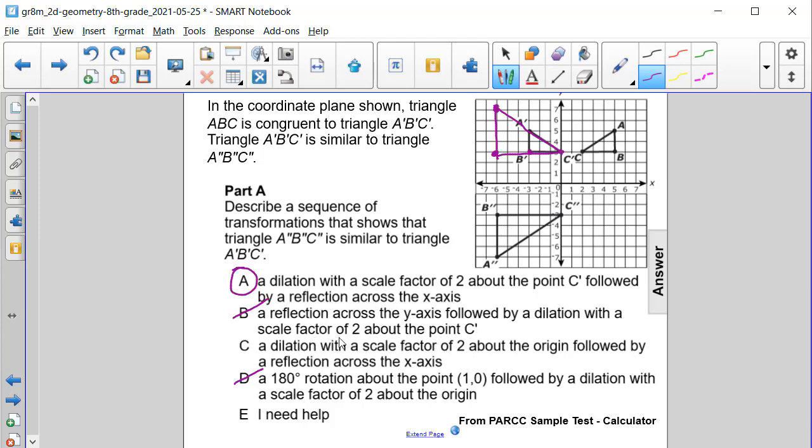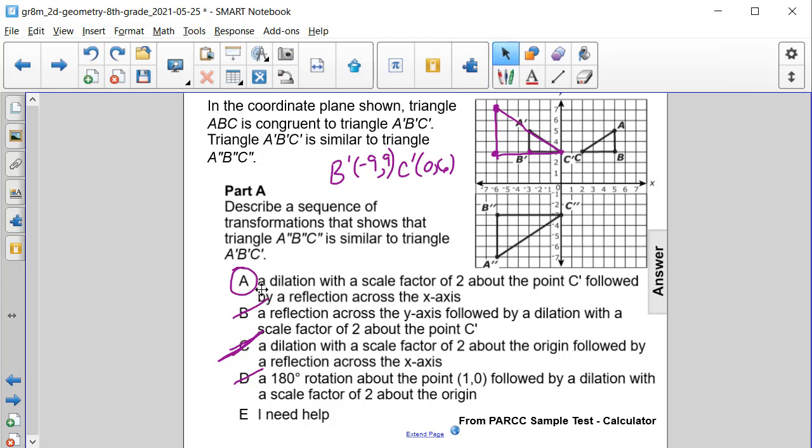The reason why it's not a dilation with a scale factor of 2 about the origin is because C prime didn't move. If it was occurring about the origin, C prime would have been 0, 6, and then B prime would have moved to, instead of negative 3, 3, it would have been negative 9, 9. And that clearly is not what happened before the reflection across the x-axis. So that is why choice C is ruled out.